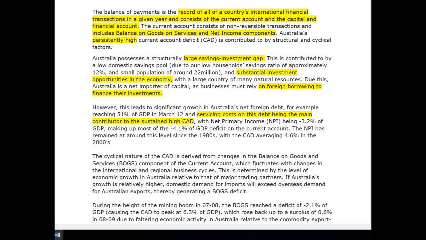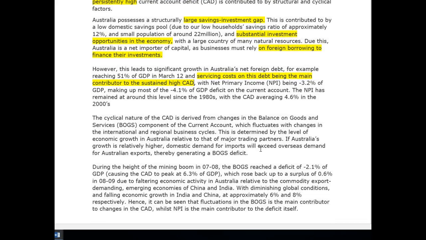Let's look at the cyclical nature that changes the balance of goods and services component in the current account, which fluctuates with changes in the international and regional business cycle. So it depends not only on Australia's GDP cycle but also on the major trading partners' cycles, which impact our BOGS and current account deficit. If Australia's growth is relatively higher, then domestic demand for imports will exceed overseas demand, so that will cause BOGS to become a deficit. Your trading partners' cycle will also impact Australia's BOGS.